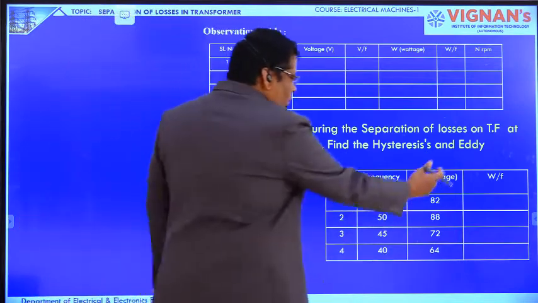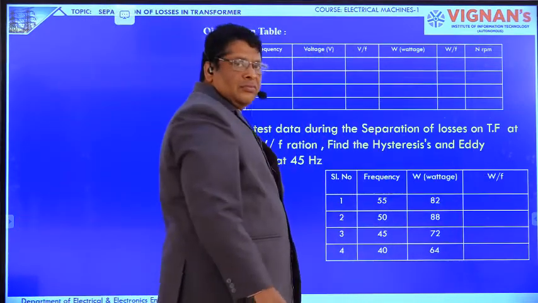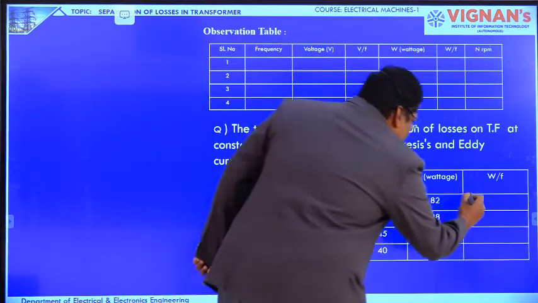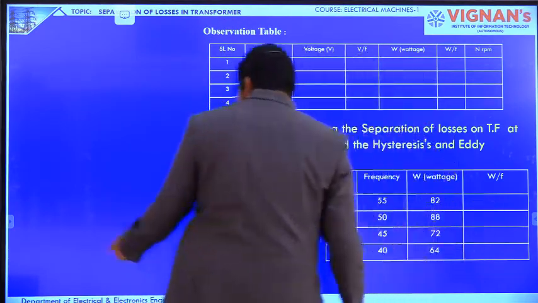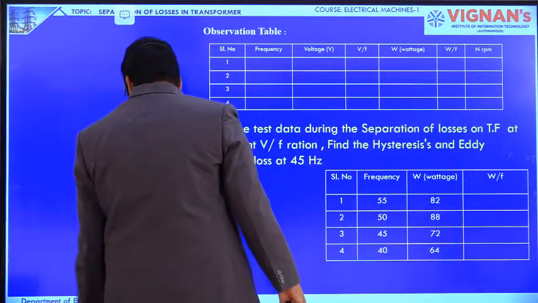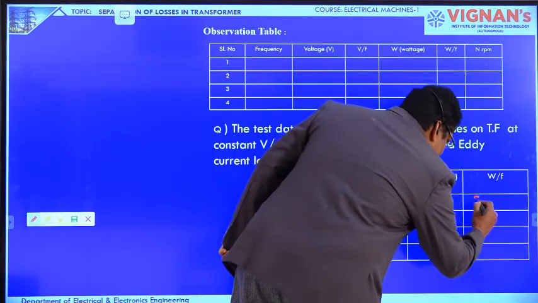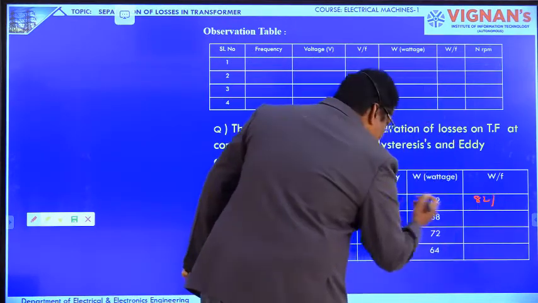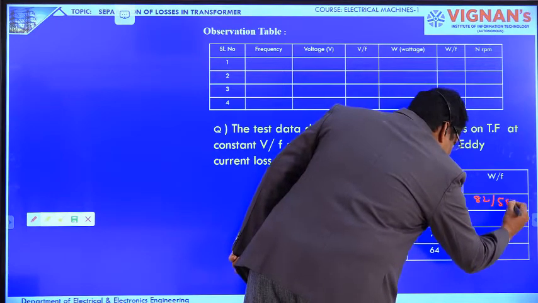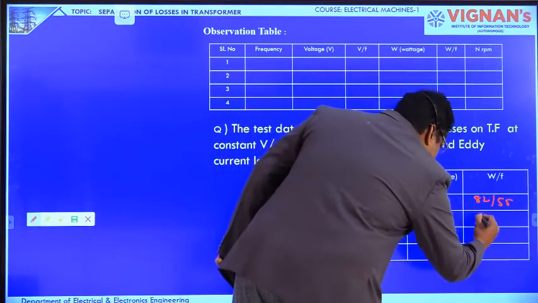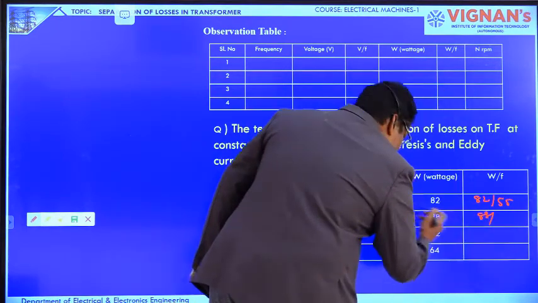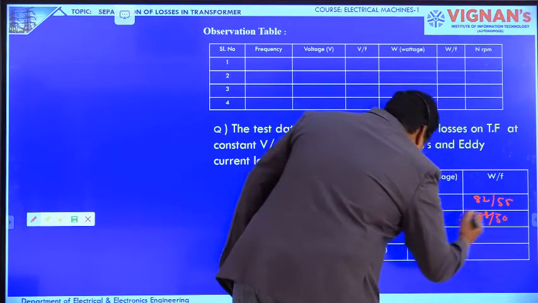Now the W by F is 82 by 55, we are getting some value. 88 by 50, we are getting some value.